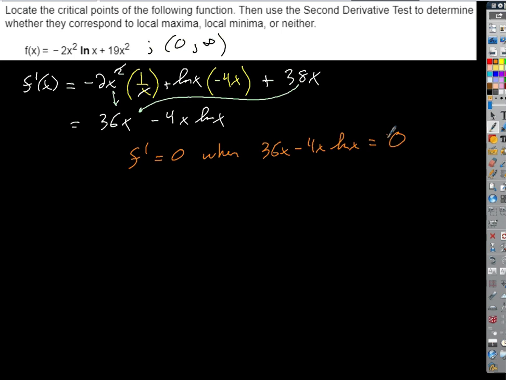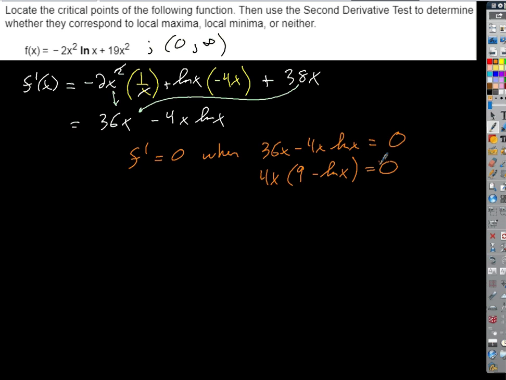Okay, so now how are we going to solve that? Well, you can take out a 2x. Good. In fact, we could take out a 4x. So 4x times (9 minus log x) equals 0.